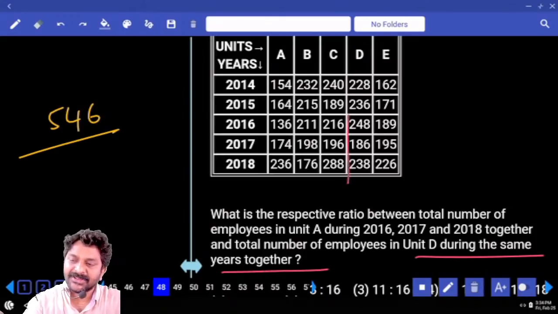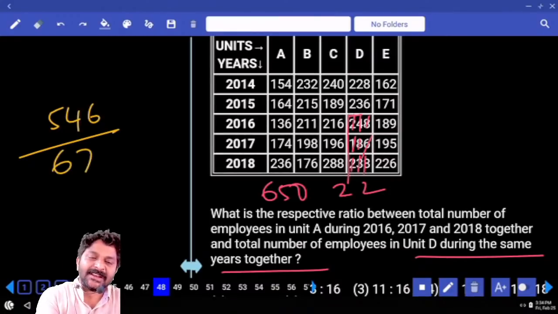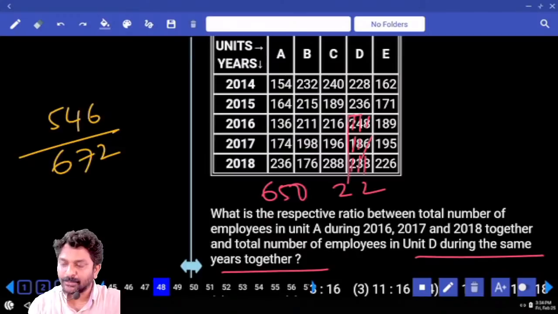D, same years together. Come on. 200, 200, 100, 500. 80, 40, 30, 150. So far it is 650. 8 plus 8, 16. Plus 6, 22. Then it becomes 672. Right.